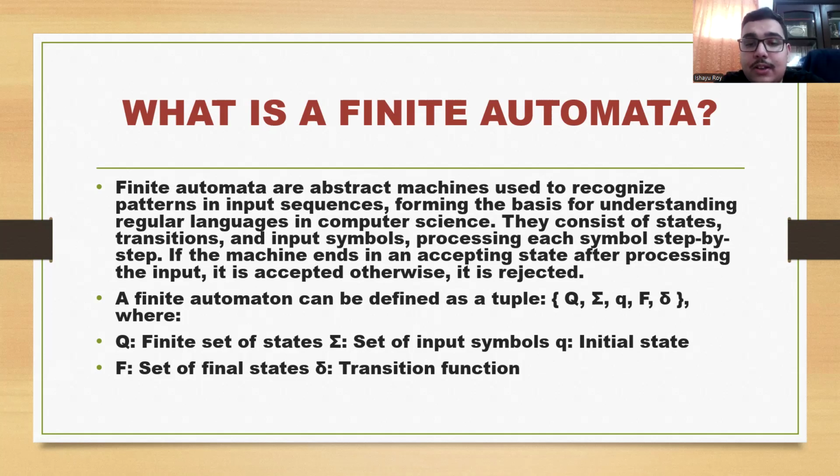A finite automata can be defined as a five-tuple: capital Q, sigma, small q, F, and delta, where Q is the finite set of states, sigma is the set of input symbols, small q is the initial state, F is the set of final states, and delta is the transition function. So basically, a finite automata is a machine which will recognize a string pattern.